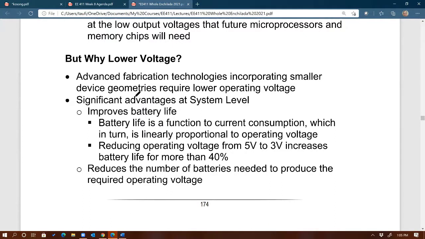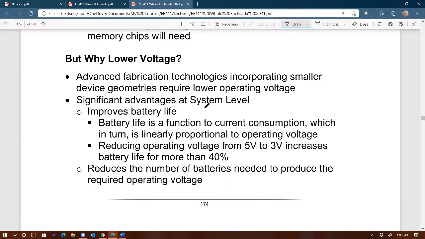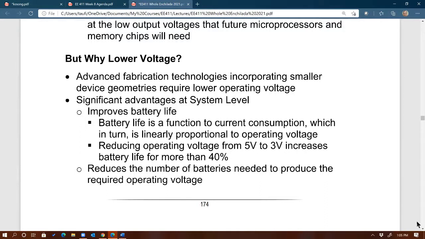But why lower voltage? Mainly efficiency, and then all of those reasons I explained earlier. Battery life is a function of operating voltage. The lower the operating voltage of the battery, the more efficient the battery is, and the more battery life as well.